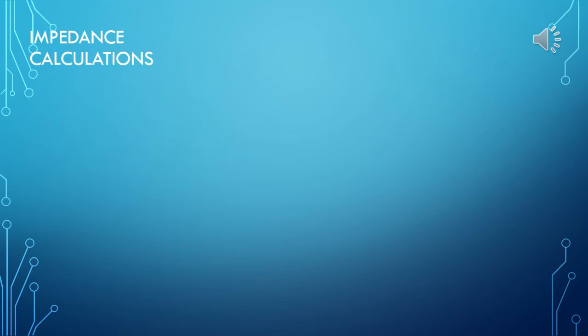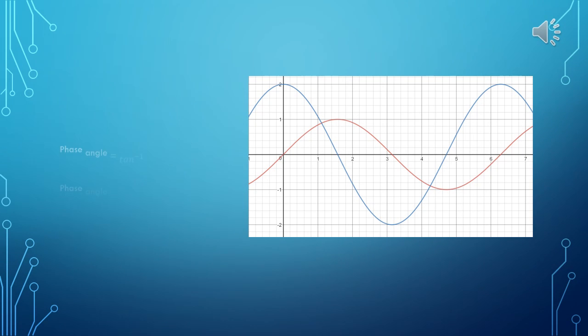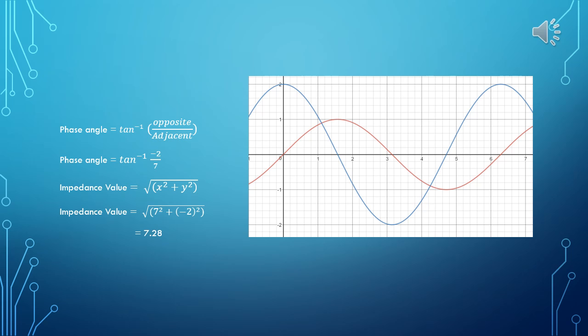To find the total impedance of the circuit, we do complex number addition of the three components, resulting in the impedance Zt equals 7 plus minus 2i. To find the phase angle of the total impedance of the circuit, you simply find inverse tan of the real and imaginary coordinates. If a circuit's phase angle is positive theta, then the circuit is an inductive circuit. If theta is negative, then the circuit is capacitive.